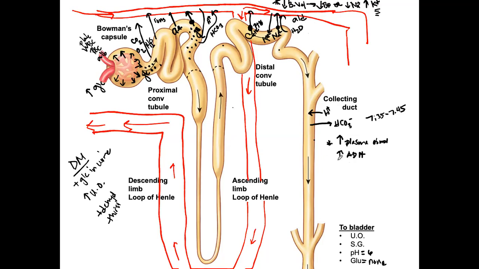Okay, so let's go back to the ADH pathway. So increase in plasma osmolarity, increase in antidiuretic hormone. ADH is going to go to the collecting duct and actually cause you to insert these molecules called aquaporins. So increase aquaporins.